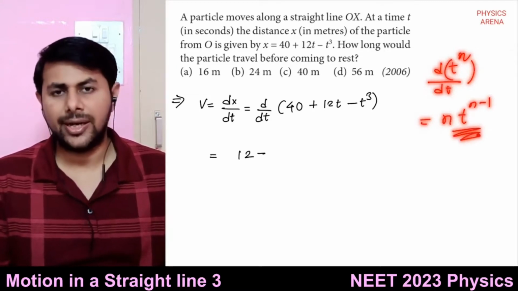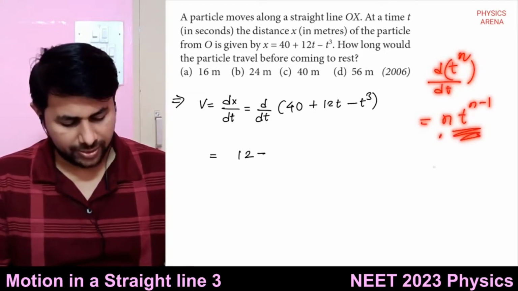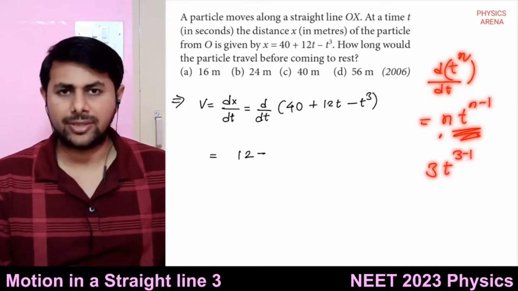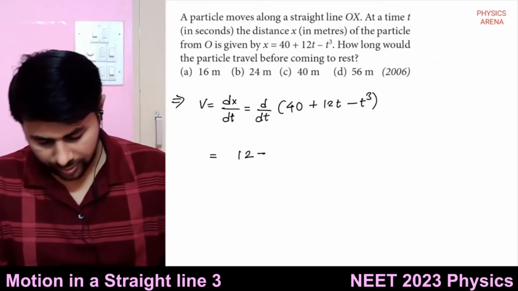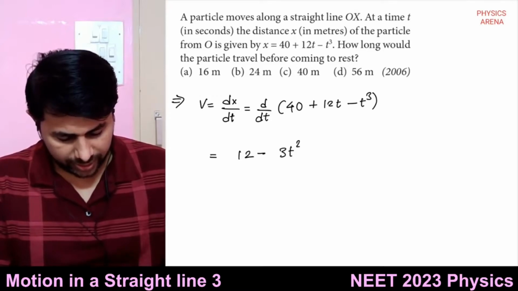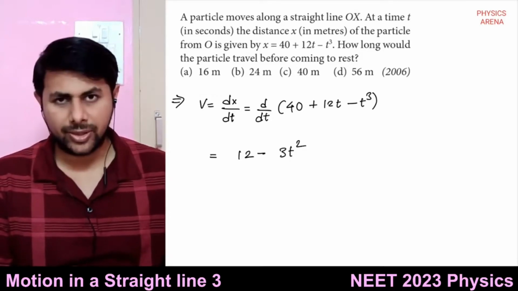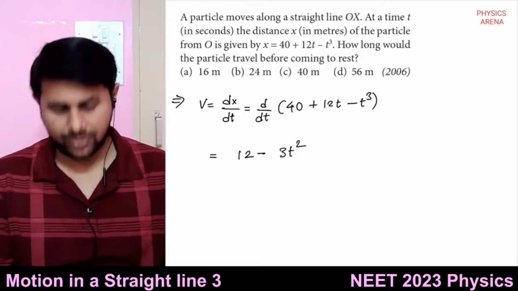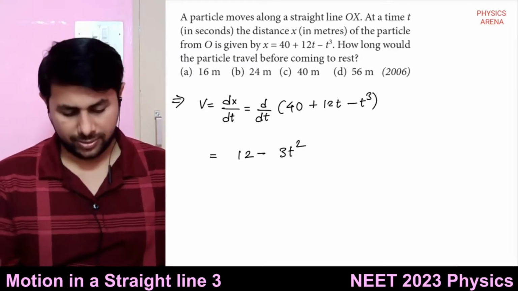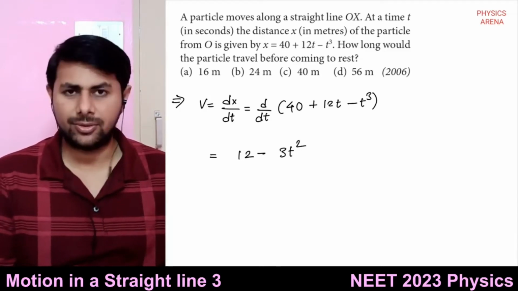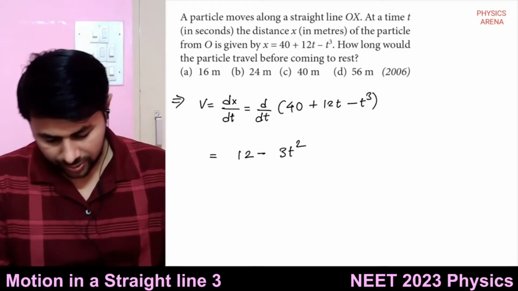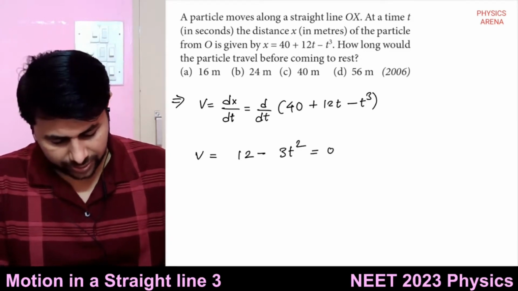So here n is equal to 3. So substitute n equals 3. We have 3 multiplied by t raised to 3 minus 1. 3 minus 1 is 2. So 3t square. So 12 minus 3t square. And this velocity is equal to 0. We have to find its position, the change in position from the beginning at t equals 0 to t equals when the velocity becomes 0. So the velocity is equal to 0.